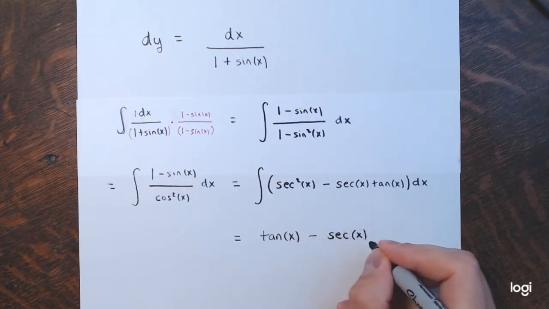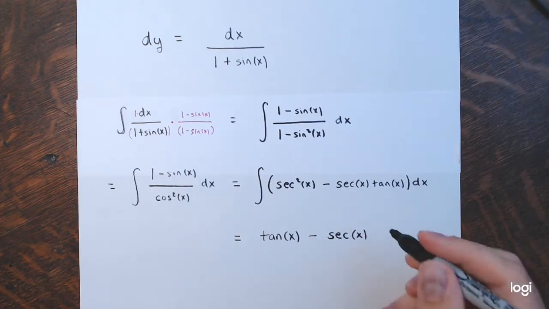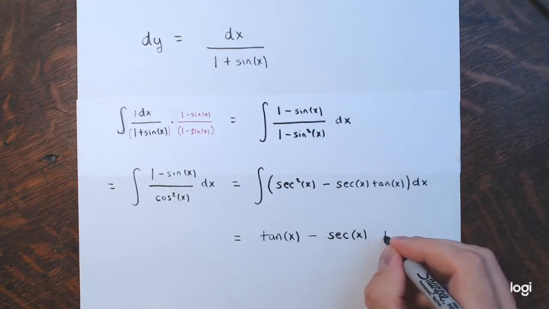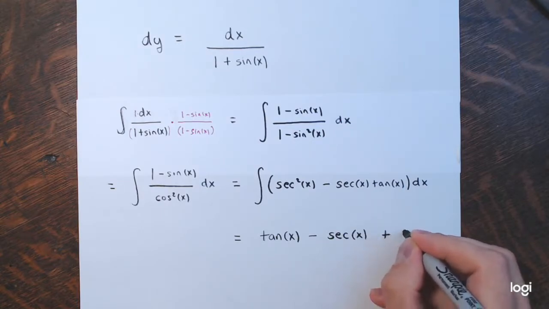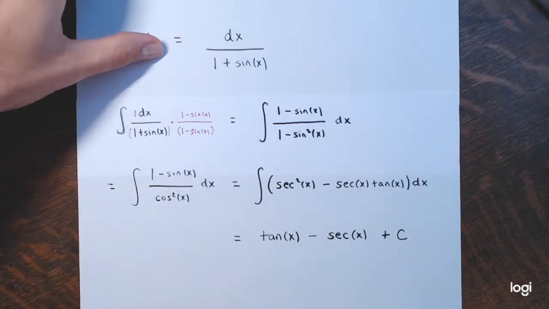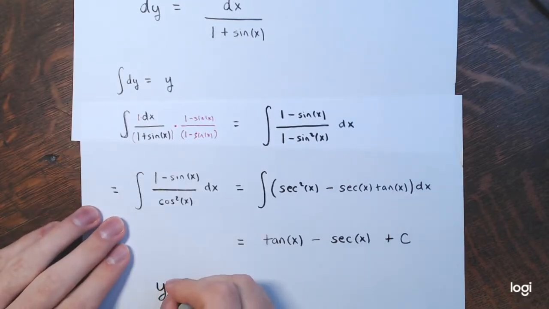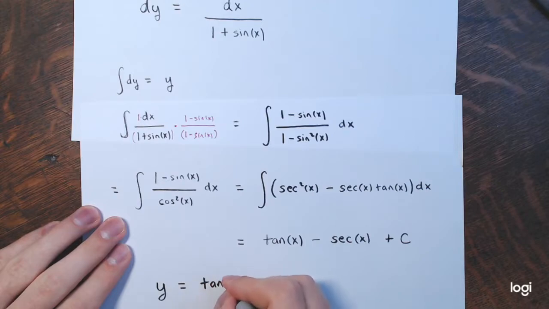The derivative of tangent was secant squared. The derivative of secant was secant times tangent. And then here's where I'm putting the plus some constant, right? Plus some constant of integration. And there we have it. So on the left side I had just simply y equals, and then on the right side this tangent of x minus the secant of x, plus some constant.